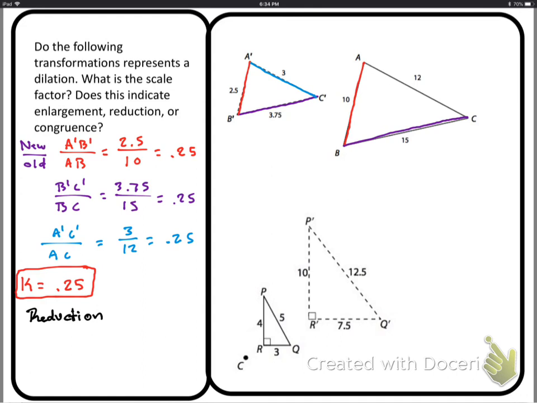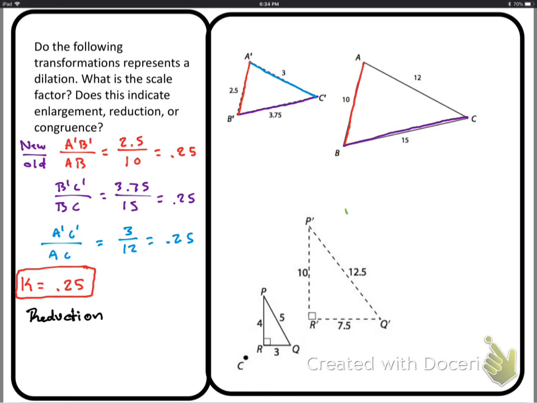Now let's do the same for the triangle down below. Check to see if this is a dilation. So here's our old image. Here is our new image. Okay, old image, new image. So it looks like we can already tell right off the bat that this is an enlargement, right? Old, and now it's bigger. This side was 4, now this side is 10. So we know it's an enlargement, so we know our scale factor has to be above 1. Right? Because when your scale factor is above 1, you have an enlargement. So let's figure this out.